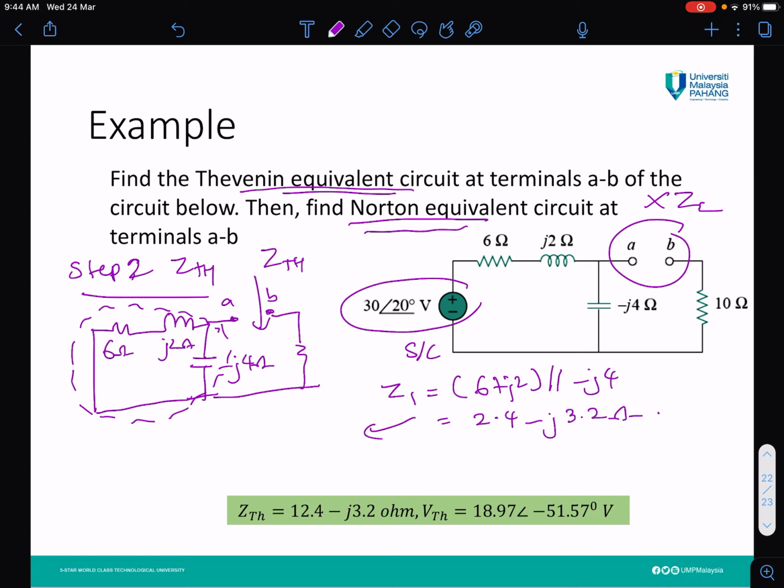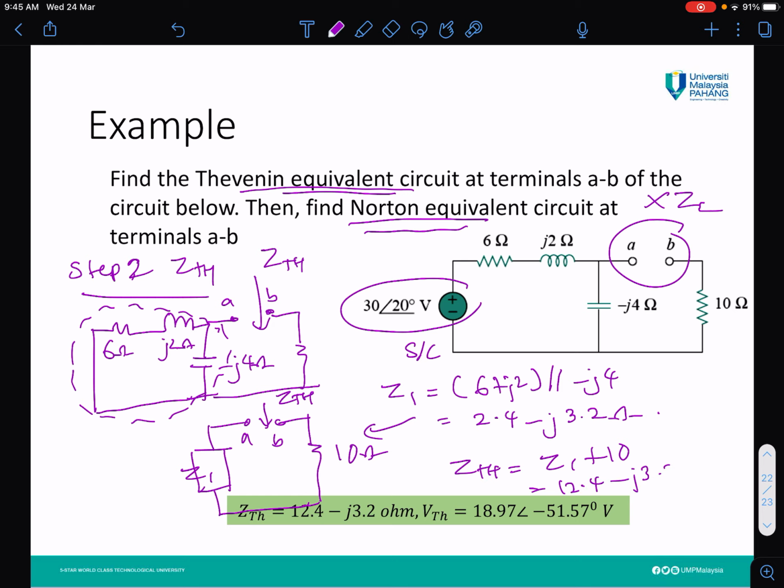So from here, the figure looks like this. This is our Z1, this is AB, ZTH, and this is 10 ohms. From this very simple diagram, you can find ZTH. ZTH is Z1 plus 10. So from here, you can calculate the answer, which is 12.4 minus J3.2 ohms. We finish step 2.